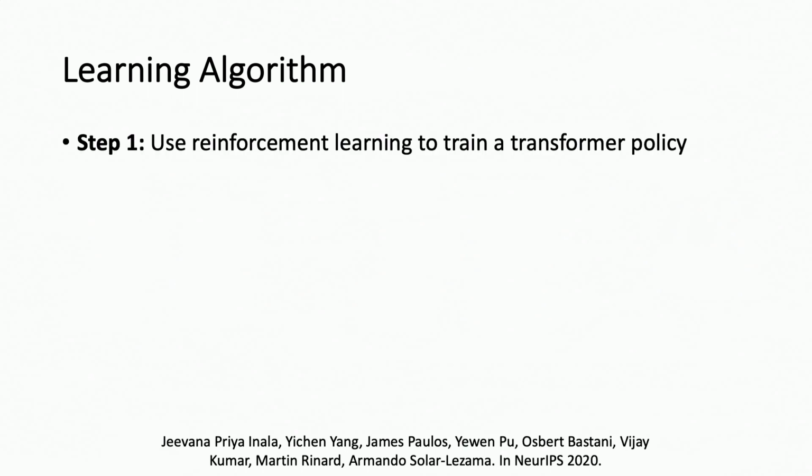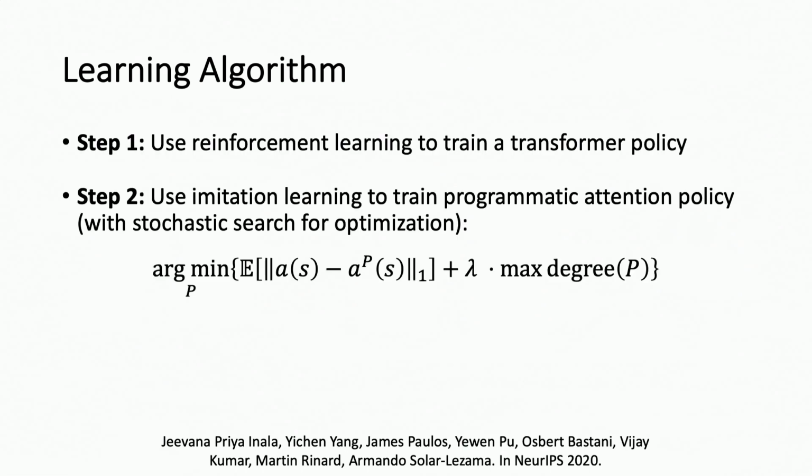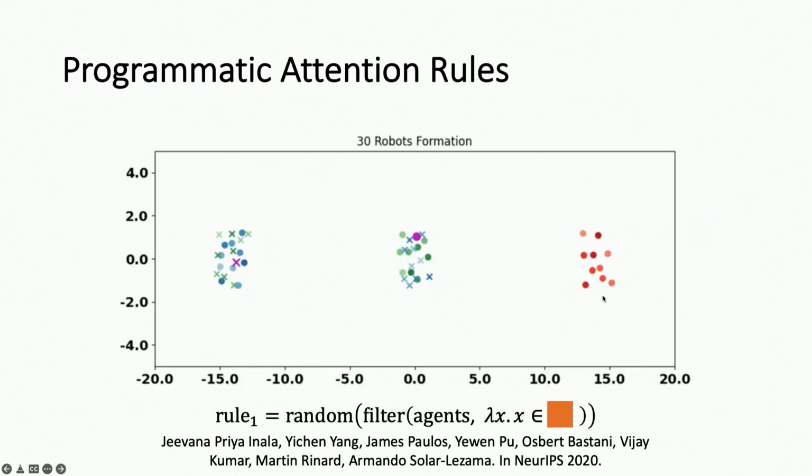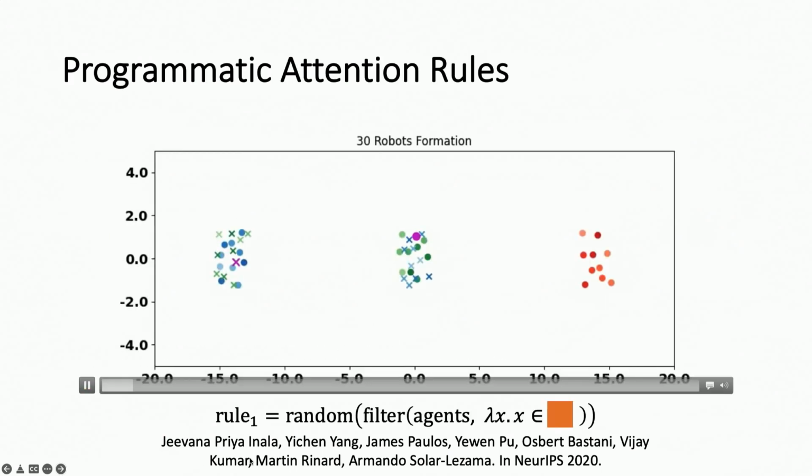It's basically the same imitation learning strategy, where we use imitation learning to train a programmatic attention policy. In this case, we're doing stochastic search over the space of possible programs in order to minimize this objective. There's an added penalty for the maximum degree of the communication graph because we want to keep the communication sparse. And we get these really nice interpretable rules.